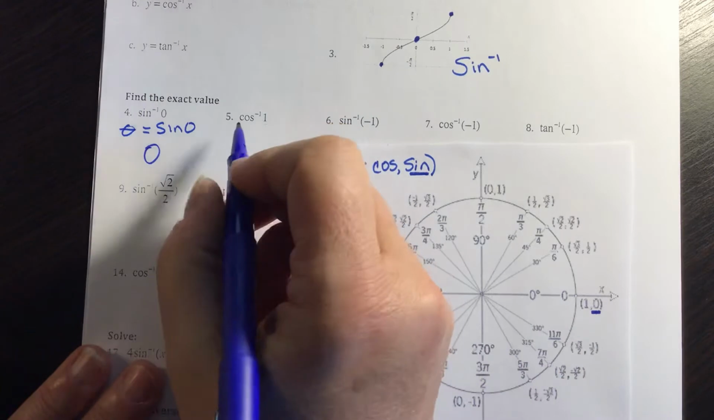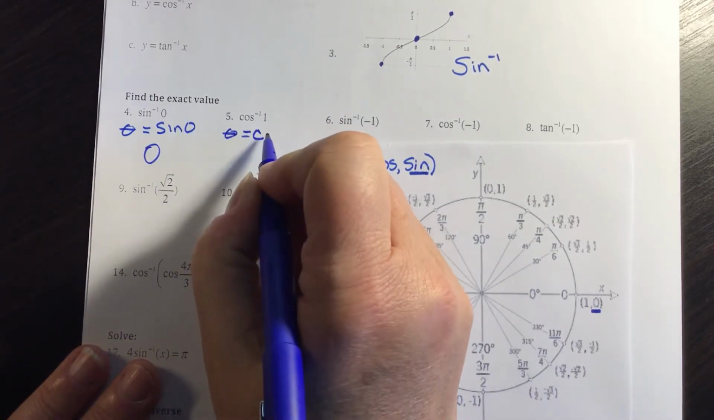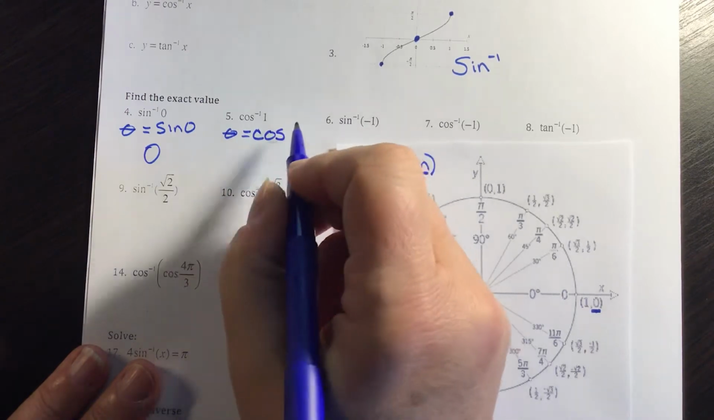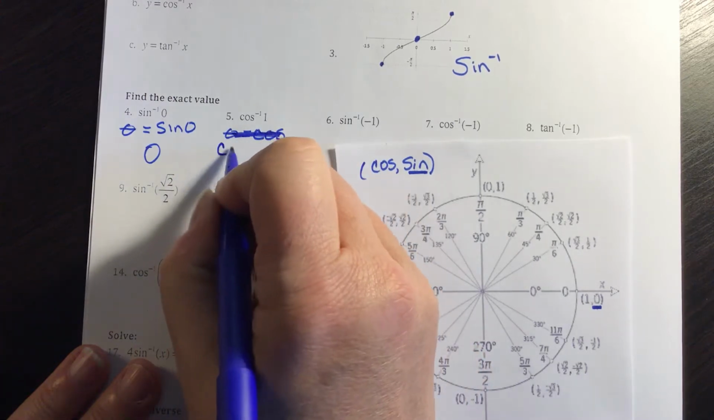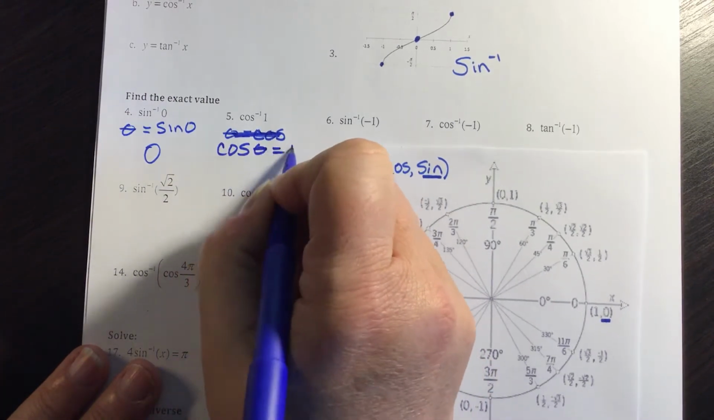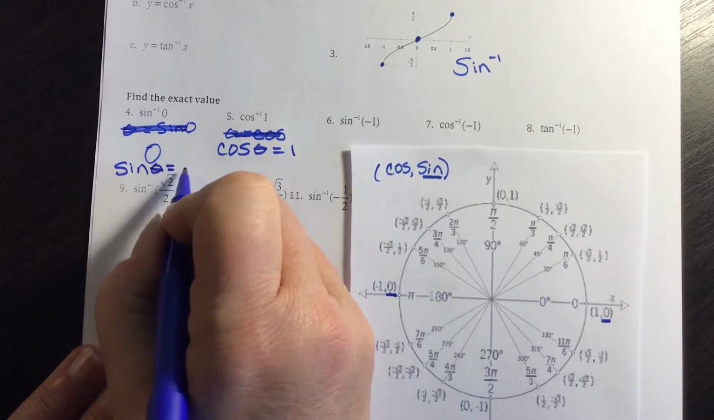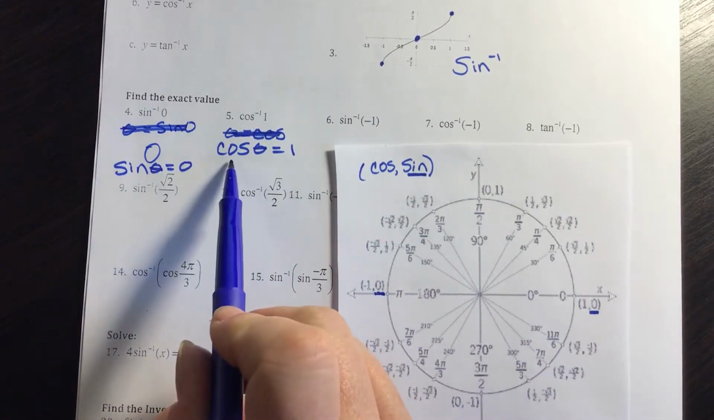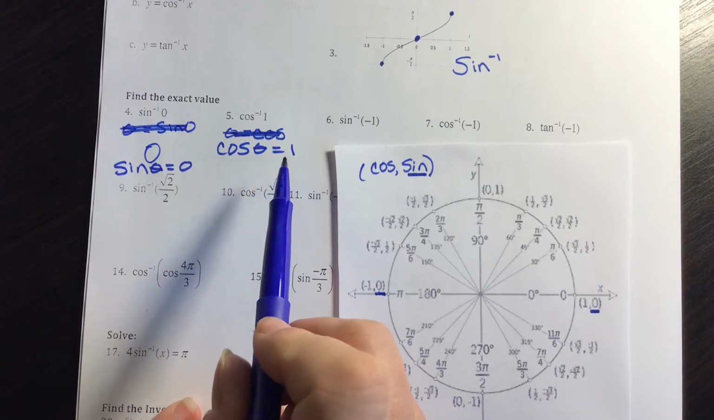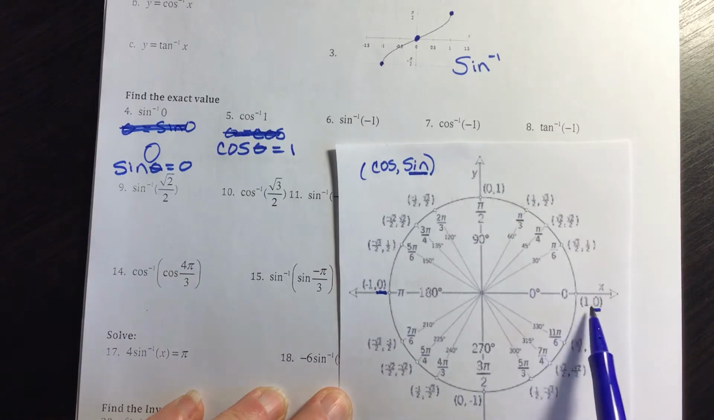All right, number 5. Cosine of what angle is 1? I should write this a little bit differently. So I want to know what angle has a cosine of 1. Cosine of 1 would be the first coordinate being 1, and that is also 0.